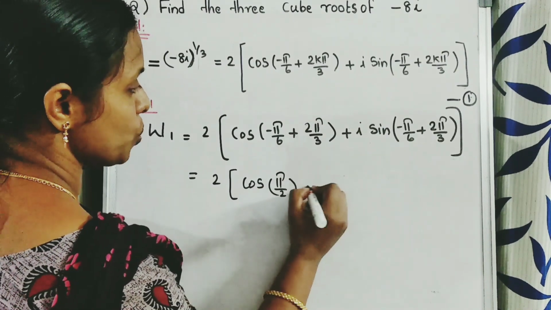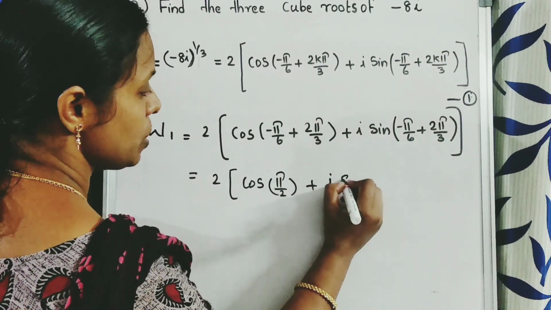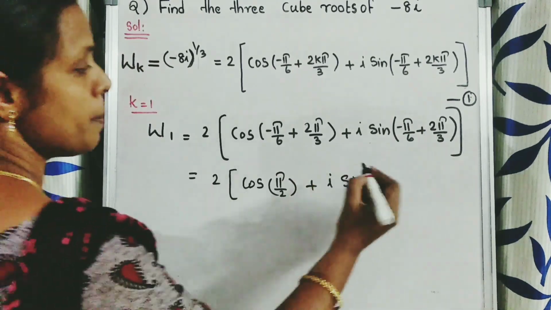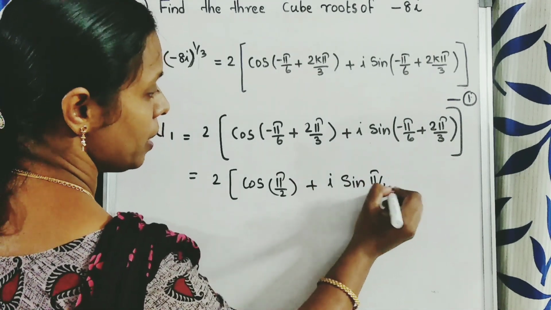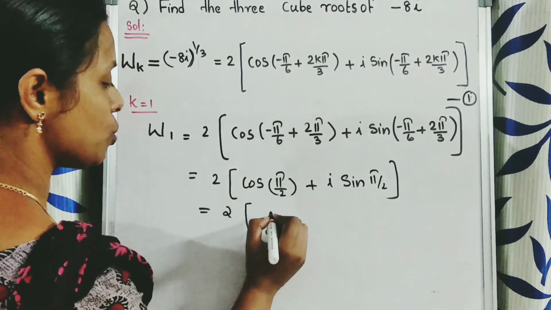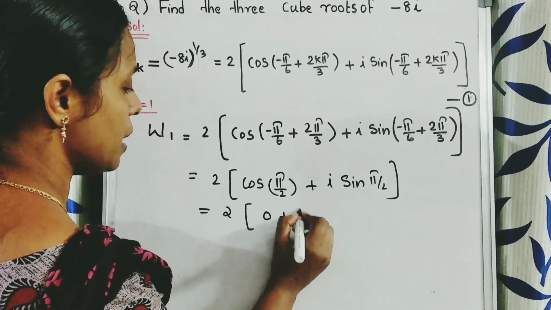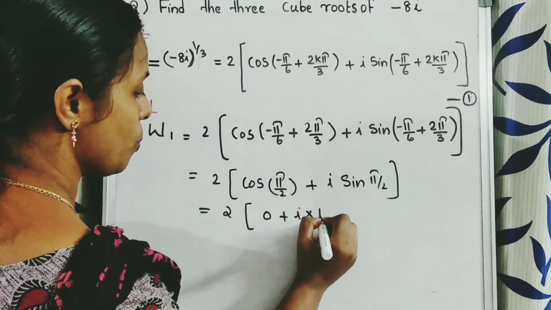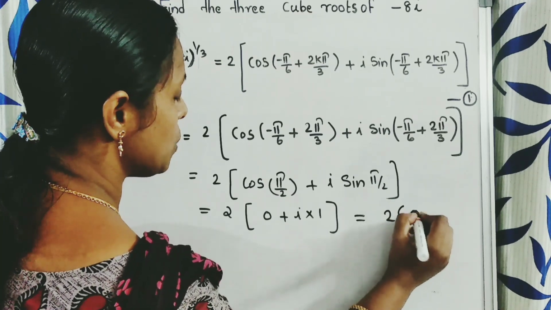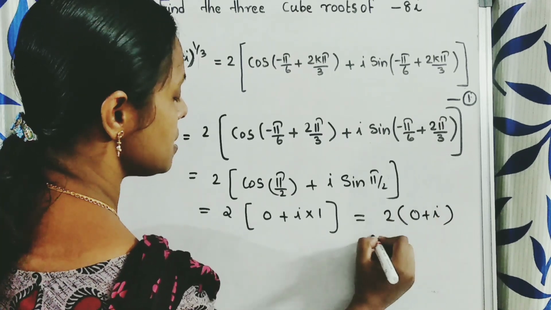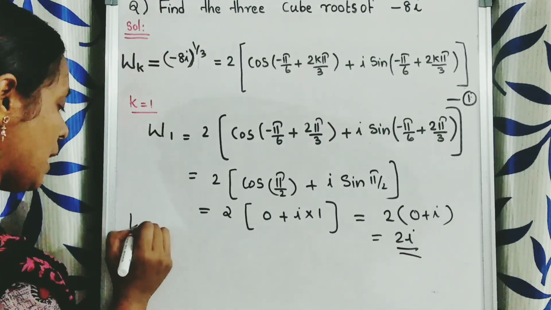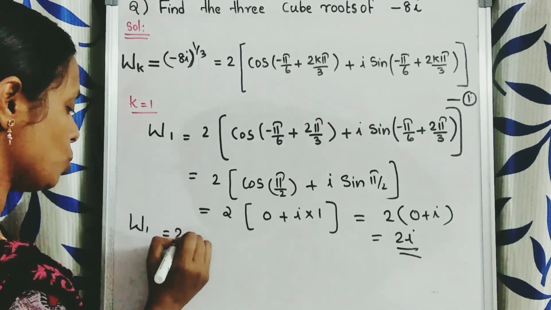Cos pi by 2 plus i into sine, here negative pi by 6 plus 2 pi by 3 is pi by 2. Then that is equal to 2 into cos pi by 2, which is 0, plus i into sine pi by 2, which is 1. Now we get 2 into 0 plus i, that is, we get 2i. That is, we get omega 1 is equal to 2i.